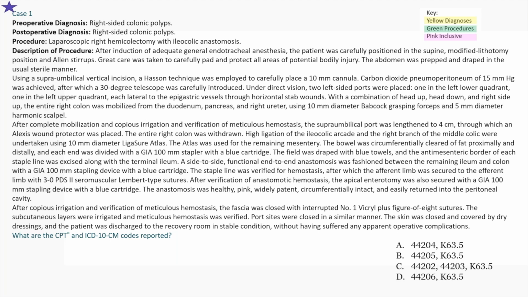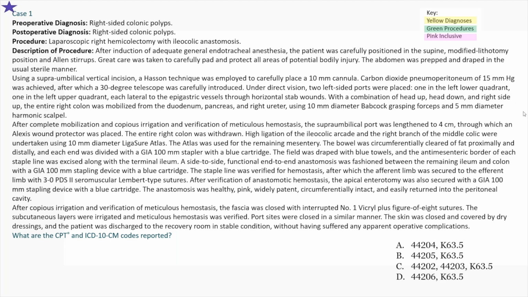Description of procedure. After induction of adequate general endotracheal anesthesia, the patient was carefully positioned in the supine modified lithotomy position and Allen stirrups. Great care was taken to carefully pad and protect all areas of potential bodily injury. The abdomen was prepped and draped in the usual sterile manner. Using a supraumbilical vertical incision, a hands-on technique was employed to carefully place a 10 mm cannula. Carbon dioxide pneumoperitoneum of 15 millimeters Hg was achieved, after which a 30-degree telescope was carefully introduced.